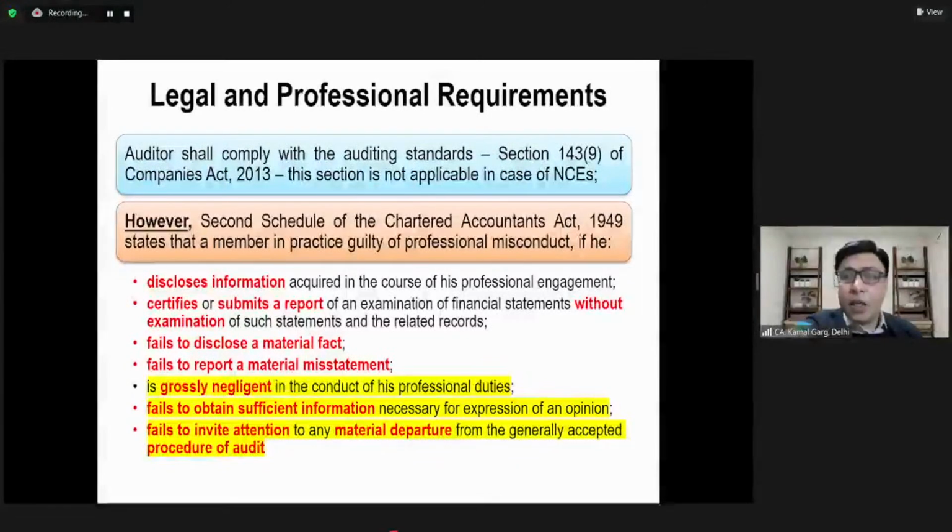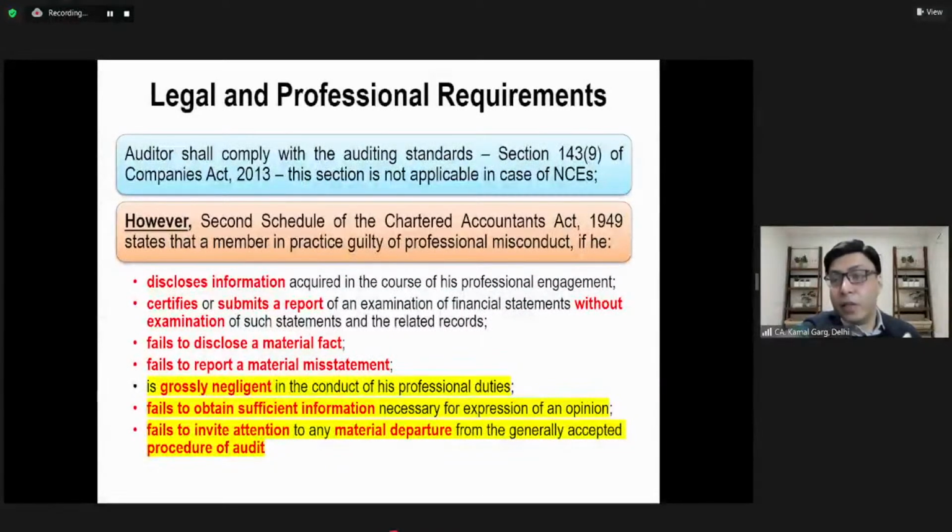But if you are the auditor of a non-corporate entity like HUF, partnership firms, LLPs, or societies for that matter, then question arises whether the auditor of these entities needs to comply with the auditing standards. Answer is yes. If they do not comply, they will be guilty of professional misconduct. Where is it written? In the Chartered Accountants Act. If you see here, especially the yellow portion, the Second Schedule of the Chartered Accountants Act states that a member in practice shall be guilty of professional misconduct if he is grossly negligent in the conduct of his professional duties. Compliance with auditing standards is your professional duty.